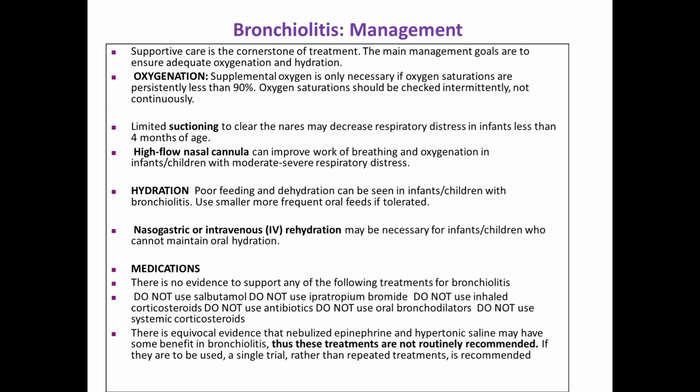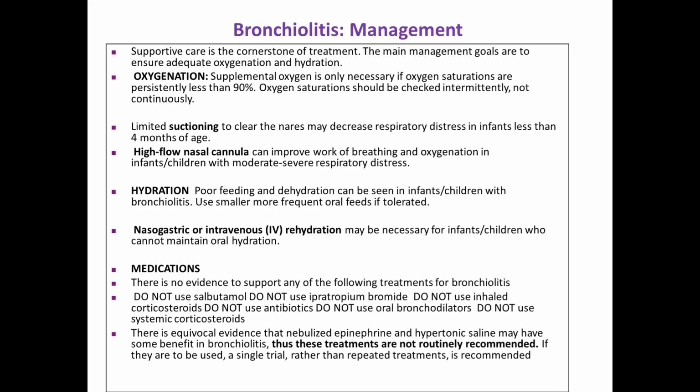Management. So bronchiolitis management. Supportive care is the cornerstone of treatment of bronchiolitis. The main management goals are to ensure adequate oxygenation and hydration. In terms of the oxygenation, supplemental oxygen is only necessary if oxygen saturations are persistently less than 90%. And as you notice, a lot of physicians will order oxygen saturations to be checked intermittently, not continuously.